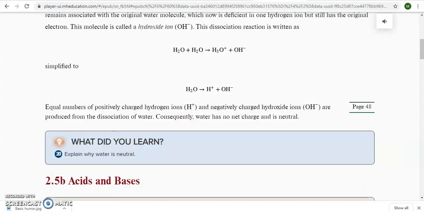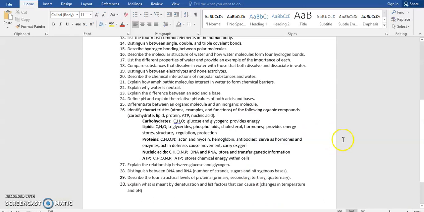So let's go back here. I'm going to go to our objectives, make sure everybody is familiar with which ones we're talking about in this video. We talked about why water is neutral, and we talked about the difference between an acid and a base, specifically how it reacts in water, in a neutral water environment. We'll also do their definitions. And then I'm going to define pH more, because we haven't really got to that yet, and explain how the pH values are assigned and why.